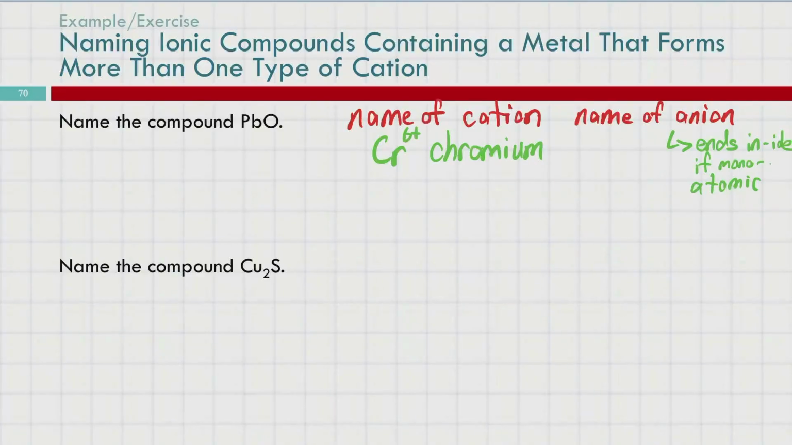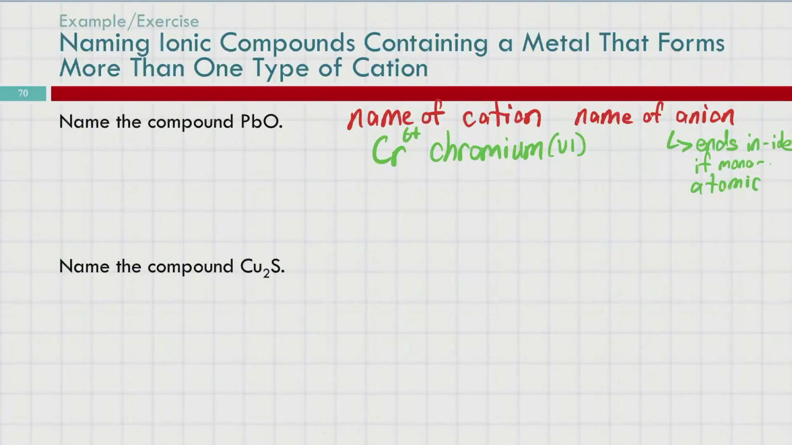Chromium forms a couple of options. One of them is 6+, hexavalent chromium. It's bad for you if you breathe it in. So we have to write, since it can also form trivalent chromium, which is a trace nutrient, which is good for you, we have to specify that we're talking about chromium 6. That makes a difference if we're trying to go back to a chemical formula from the name.